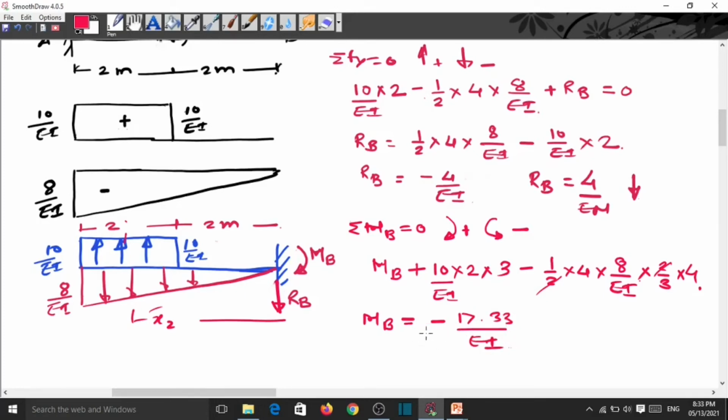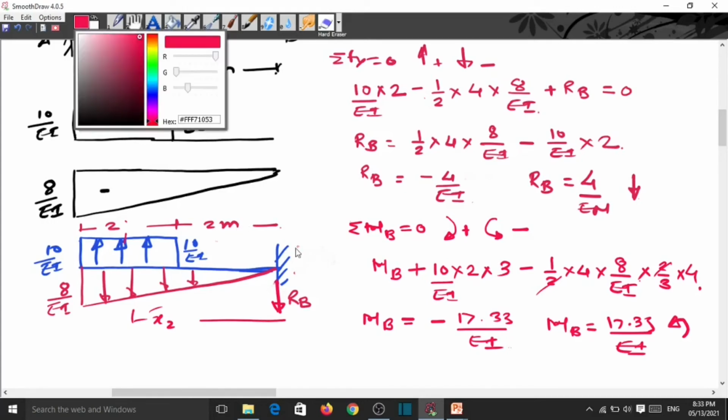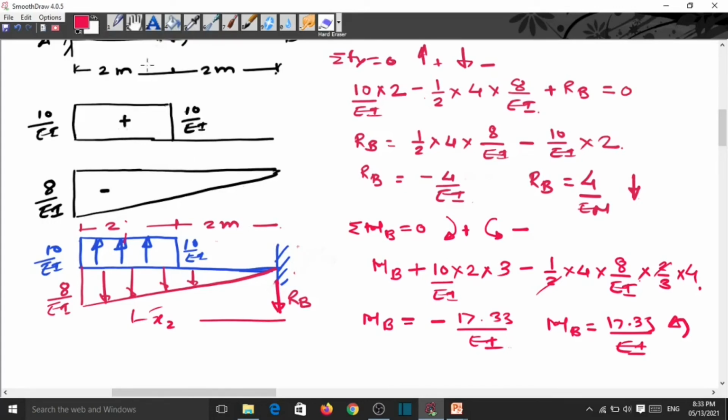Now this is minus, which means the direction we assumed, clockwise, is wrong. So we can say that MB is equal to 17.33 divided by EI, and that is in the anti-clockwise direction. So make the corrections here. It is anti-clockwise in this way. This is MB.